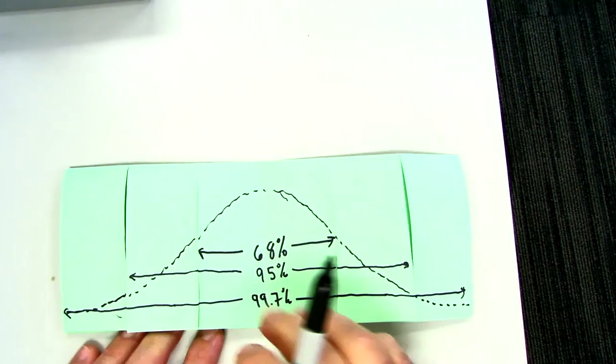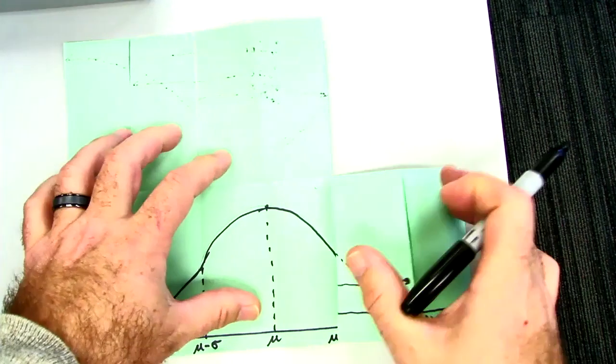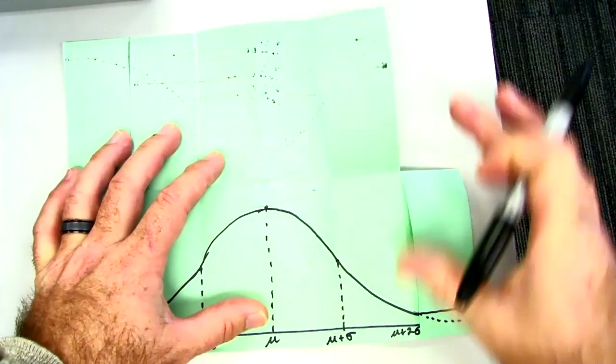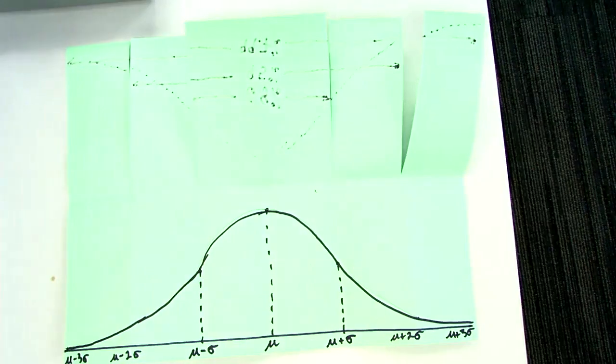So our foldable then is designed to help us understand where data is located in the normal curve. And it's actually quite handy. So this is a foldable that I encourage you to keep with you if you're taking a test. This can come in very handy.